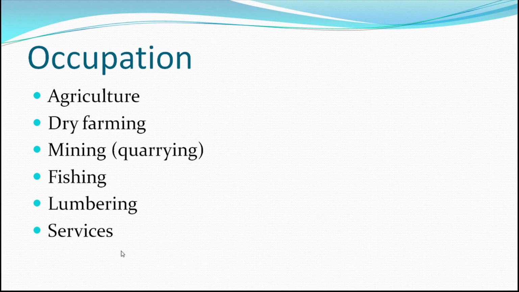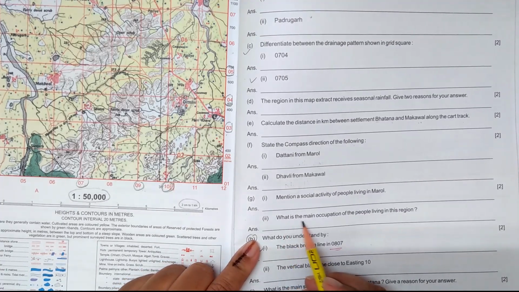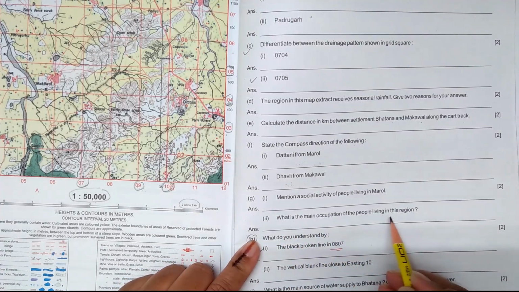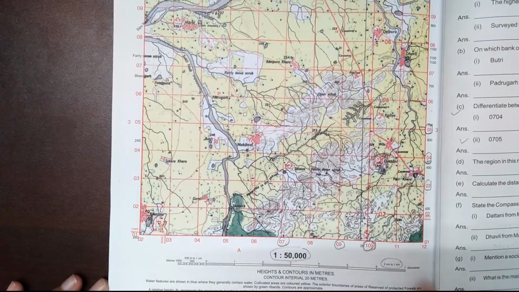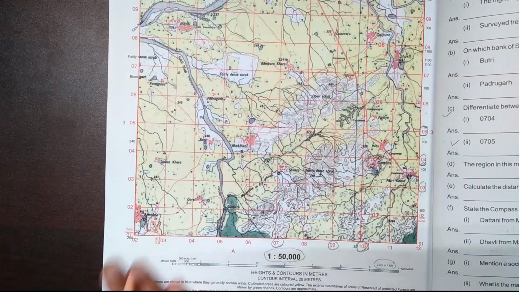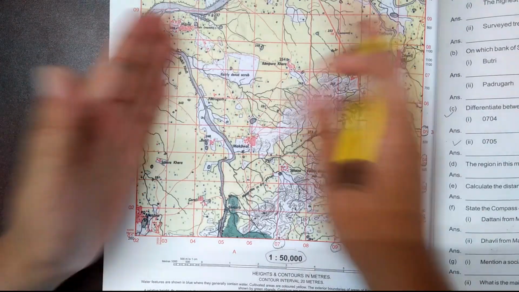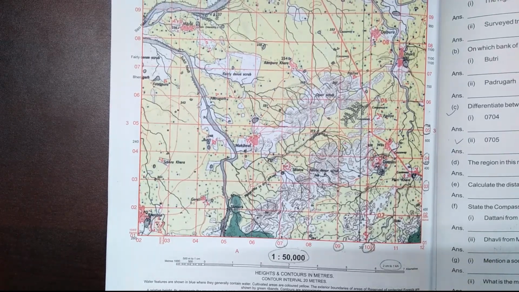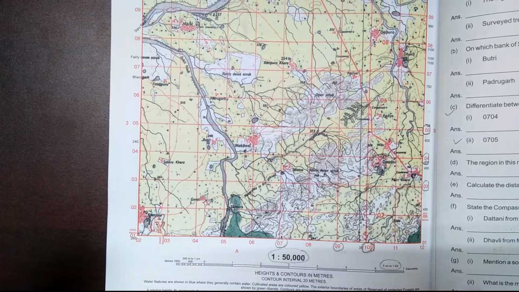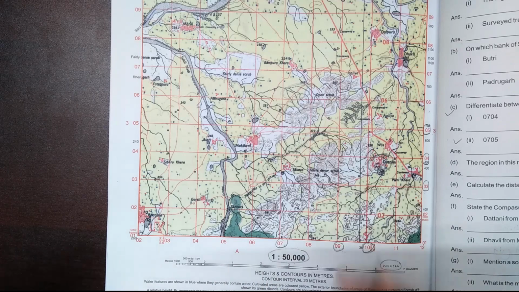Now let's see what kind of question comes in the topo map. Okay, see children, the question. What is the main occupation of the people living in this region? What is the main occupation? See this, which topographical map is that? Here. Now, when you look at this topographical map, which is the color you see the most? Obviously, yellow is more in this map. So definitely your answer will be agriculture. The main occupation will be agriculture, or you can also use the term dry farming.